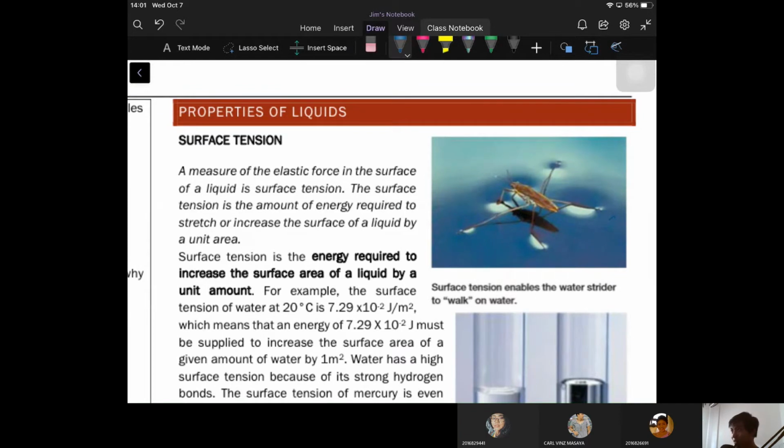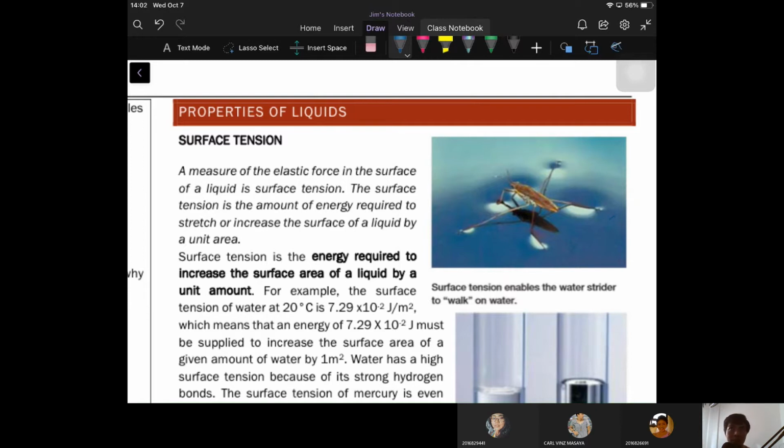So let's proceed with the next one. Surface tension. I mean, the properties of liquids naman. So in liquids natin, what can you observe sa liquids? Di ba napapansin nyo, kunwari, uminom kayo sa baso. Yung liquid nagko-curve siya, di ba? So it could curve upwards, pwedeng downwards, depende sa surface na.